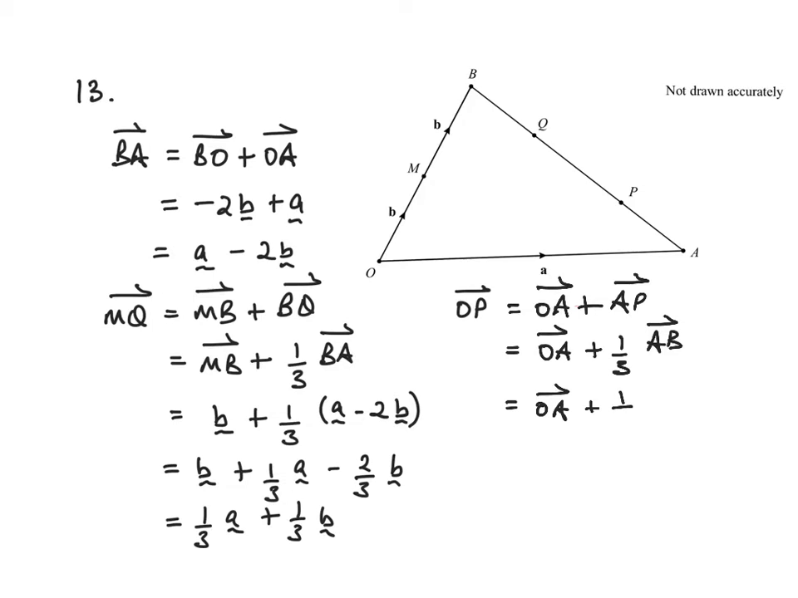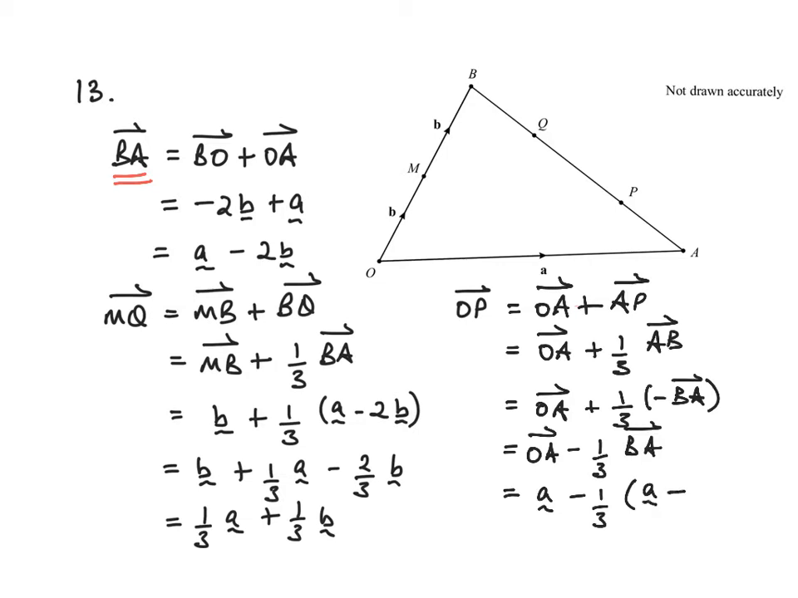Now, AB is the same as minus BA. Why am I changing it? Because we've already got BA here. So we can rewrite that as OA minus 1/3 BA. OA is A minus 1/3 A minus 2B, and if you expand the brackets carefully you'll get 2/3 A plus 2/3 B.